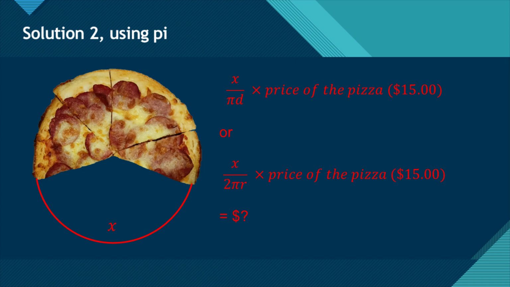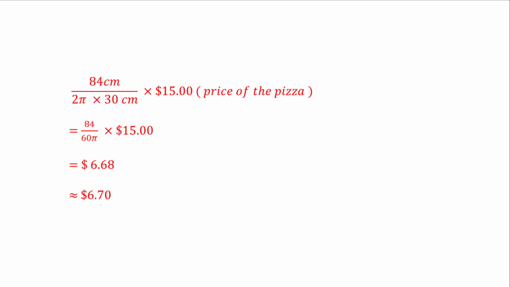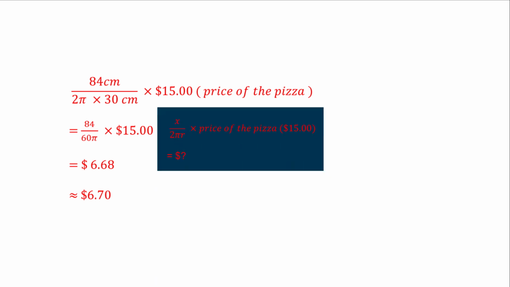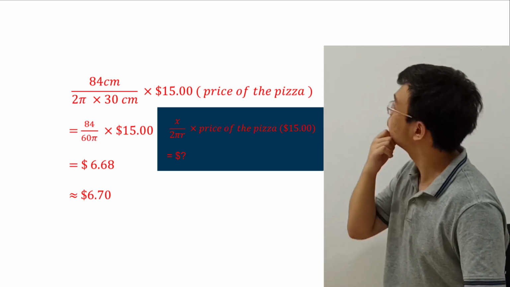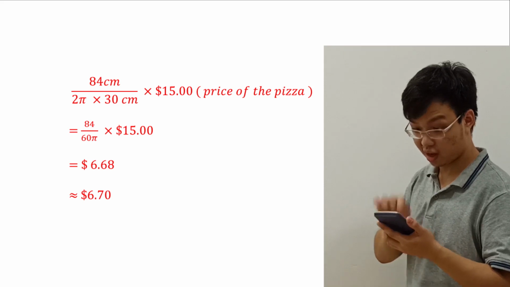Now that we're familiar with pi, let us figure out the amount of money that Mark has to pay Sam. According to Sam, the price of the pizza is $15, and the radius of the pizza is 30 centimeters. To find the length of the missing circumference will be a little tricky, but with a strip of paper and marker, Sam figures out that the length of X is 84 centimeters. Sam keys the data into the calculator, and by using the pi formula, distance denoted by X divided by pi diameter times price, he is able to determine that the missing slices are worth roughly $6.70.